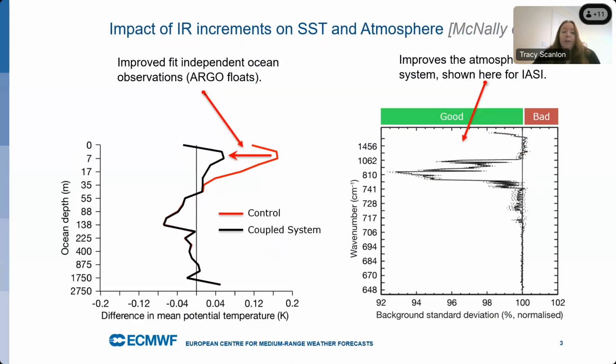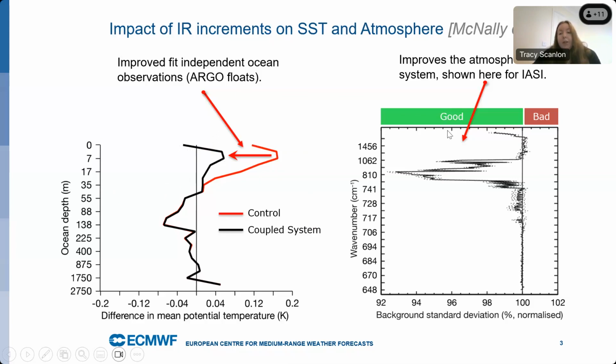This has already been undertaken for infrared observations for Chris and ISDA a few years ago. And it was found that these really improve the system. So here on this side, we can see that the fit to independent ocean observations really improves with the implementation of this coupled system. So we go from a control here, the red line, to the improved system in the black line. And you can see that in the first half meter of the ocean, we're getting these improvements.